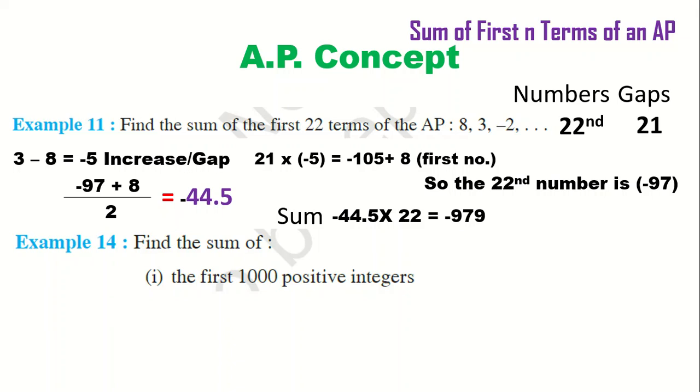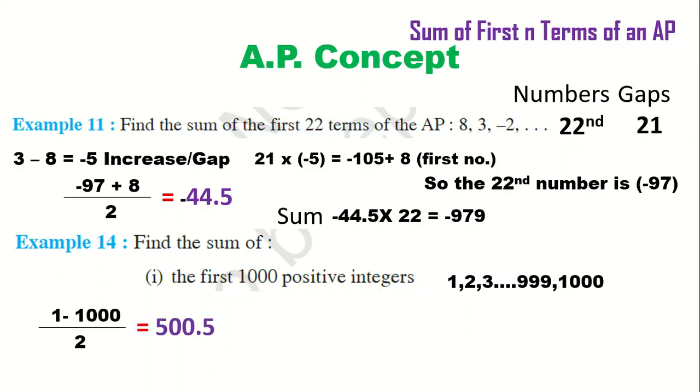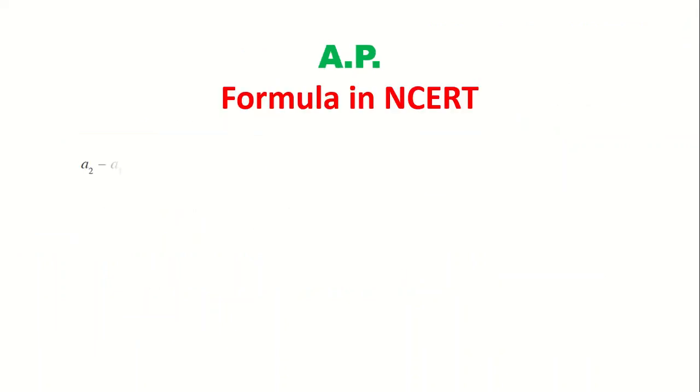So in example number 14, the question we asked was 1 to 100, but here it is 1 to 1000. You have to do two things: find how many numbers are there, and the middle number. We get the middle number by adding the first number and the last number and dividing by 2, so we will get 500.5. Then you multiply 500.5 into 1000.